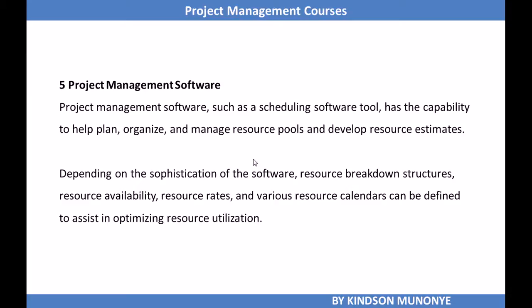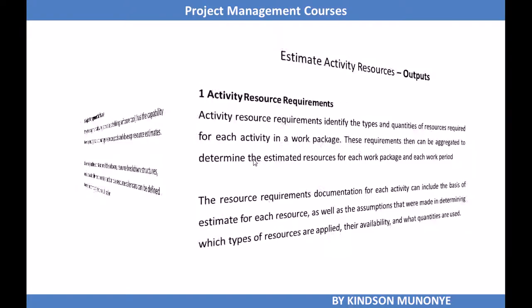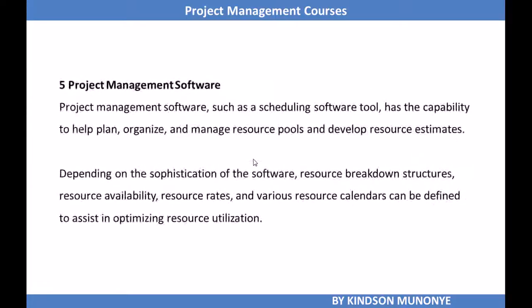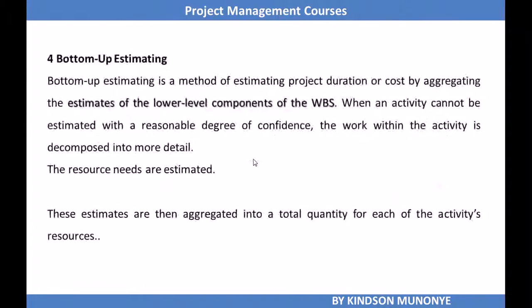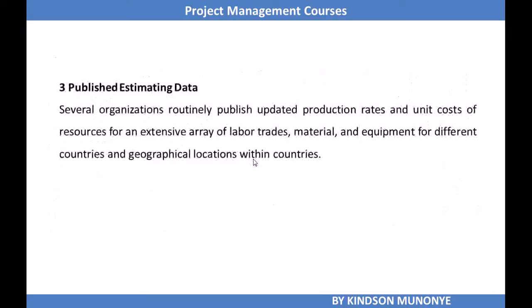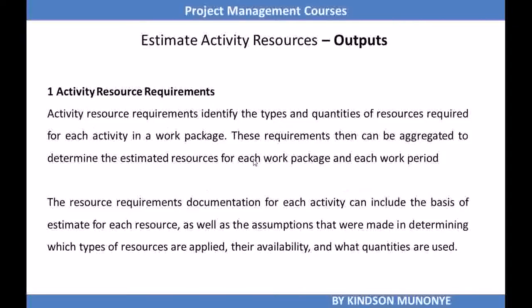Alright, let's now look at the outputs of the estimate activity resources process. But can you recall the tools and techniques we've discussed? We have expert judgment, bottom-up estimating, project management software, alternatives analysis, and published estimating data. Alright, let's look at the outputs of estimate activity resources.